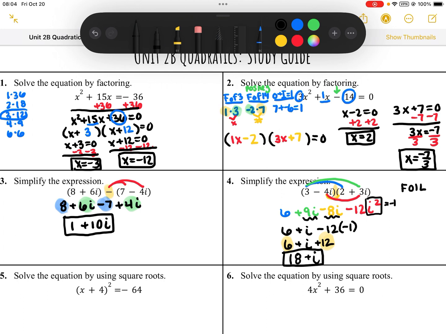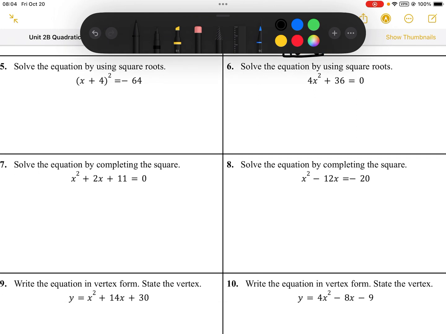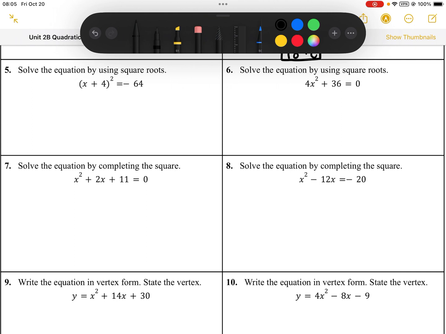So now we're going to go ahead and look at example 5. 5 and 6 we are solving by using square roots. When we go to solve by square roots, we always want to get whatever's being squared by itself first. Then take the square root of both sides. So for 5, I have x plus 4 quantity squared equals negative 64. Now, what's being squared here is this left-hand side, already by itself. So my next step is going to be to take the square root of both sides.